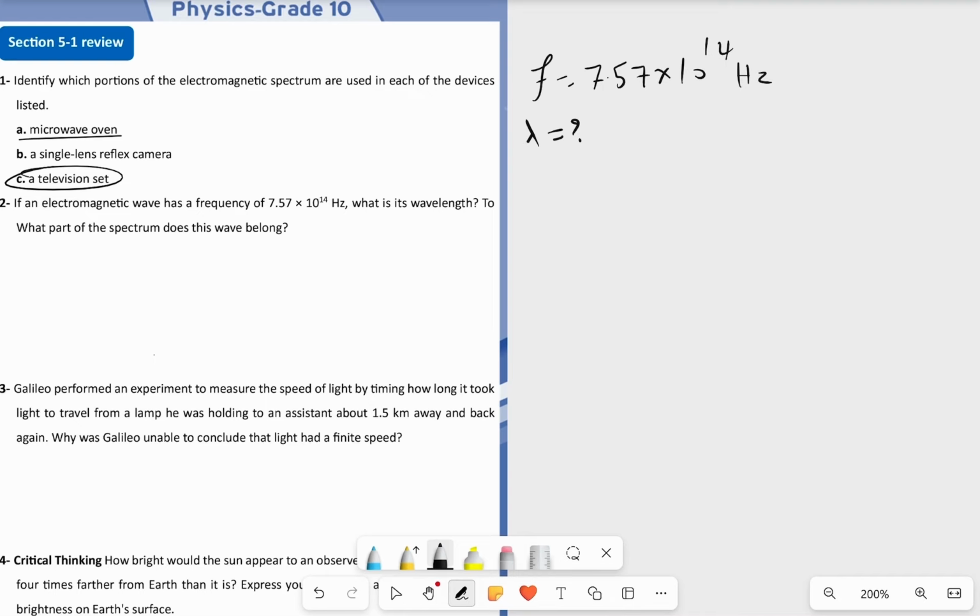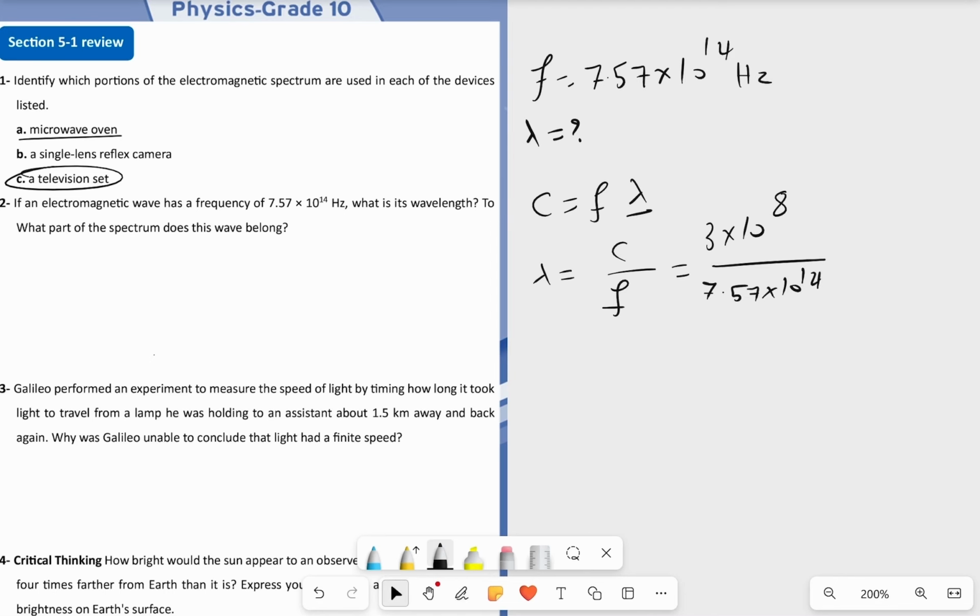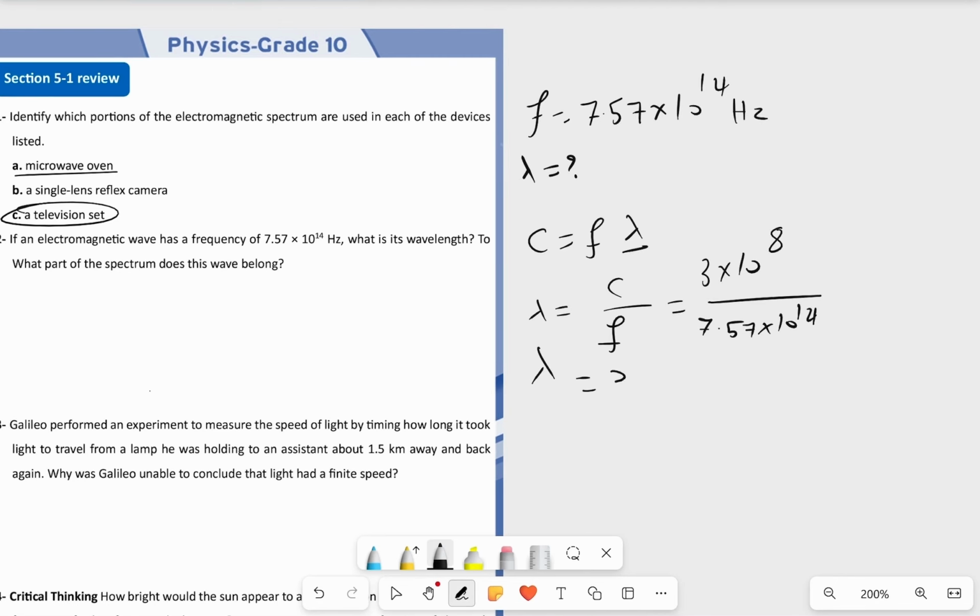So let's find the wavelength. Remember that c was equal to frequency multiplied by lambda. Then if you want to find lambda, lambda is going to be c divided by frequency. c is the speed of light, 3 times 10 to the power of 8, divided by frequency, which is equal to 7.57 times 10 to the power of 14. What is going to be the result? The result, lambda, is going to be 3.96 times 10 to the power of minus 7 meter.